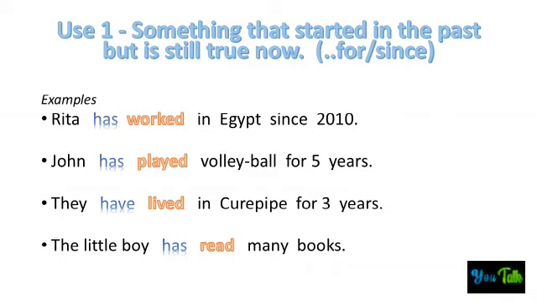Examples: Rita has worked in Egypt since 2010. John has played volleyball for 5 years. They have lived in Cupip for 3 years. The little boy has read many books.